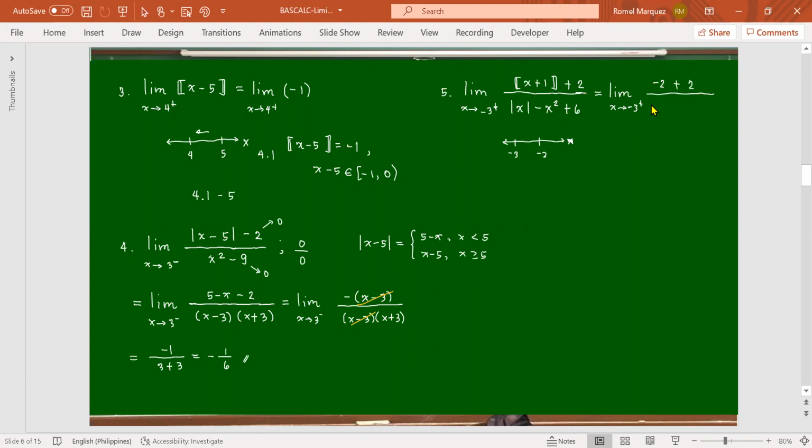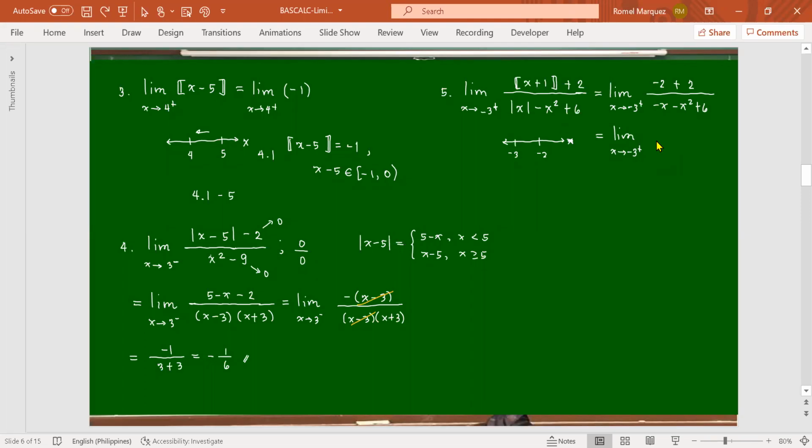And then for the denominator, what is the absolute value of x when x is negative? Negative x. So, minus x squared plus 6. Okay, let's factor. Limit as x approaches 6. But this is 0. Oh, as x approaches negative 3, sorry, from the right. Sophia, what is the simplified form of this?